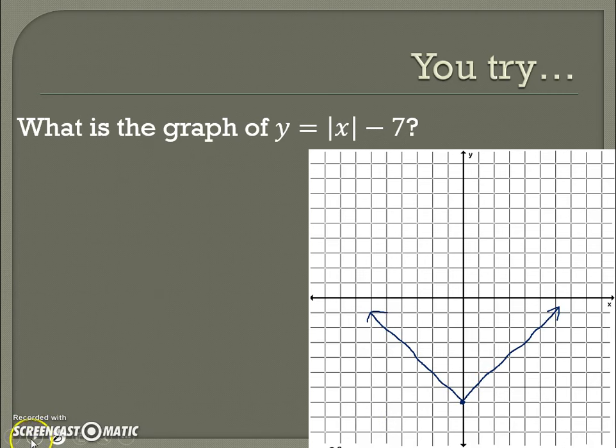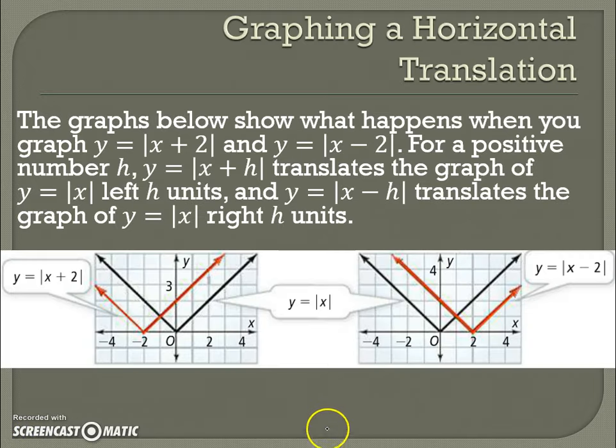Let's keep moving here. All right, it says the graphs below show what happens when you graph the absolute value of x plus 2 and x minus 2. Notice that these are inside the absolute value sign. For a positive number h, y equals the absolute value of x plus h translates the graph left h number of units. So plus h moves it to the left. Minus h translates the graph to the right. This is kind of the opposite of what you would think intuitively. You'd think, well, it's plus, I'm going to move to the right. If it's minus, I'm going to move to the left. You're actually doing the opposite on this one. It's important to have this down in your notes and have it down correctly.